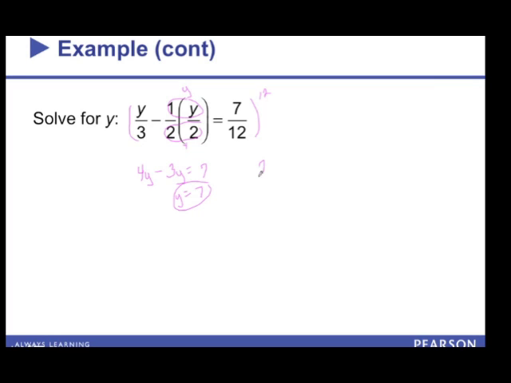Checking that, 7/3 minus 1/2 times 7/2 equals 7/12. We'll multiply by 4 to get a common denominator here. This will give me 28/12 minus 7/4. Common denominator would be 21/12, equals 7/12, and that one does check also.